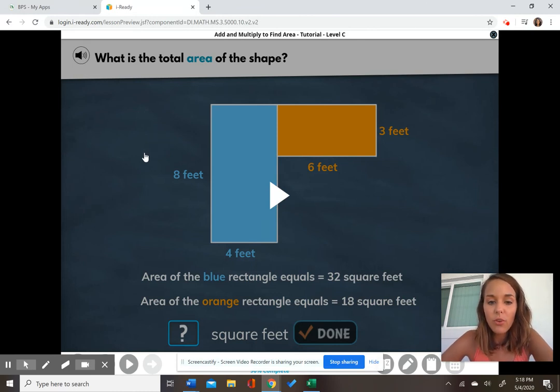Same thing here. They wanted to make sure that you got it. So they have the area of the blue, 8 times 4. They even broke it down for you, equals 32. And then the area of the orange, 6 times 3 equals 18. So the total square feet is how much? You will have to add 32 plus 18.